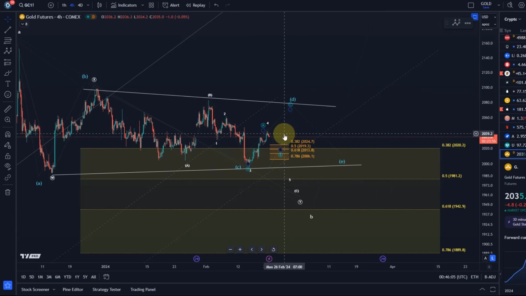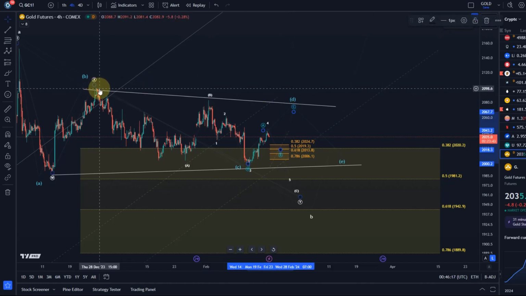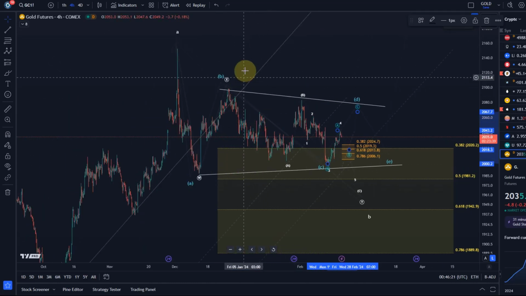But essentially it's all about, are we holding a higher low? Support is defined between 2006 and 2024. If yes, then we could get this C wave rally. If it doesn't stop below the B wave high, then we have a case to make that we are breaking out. That's my update about gold.